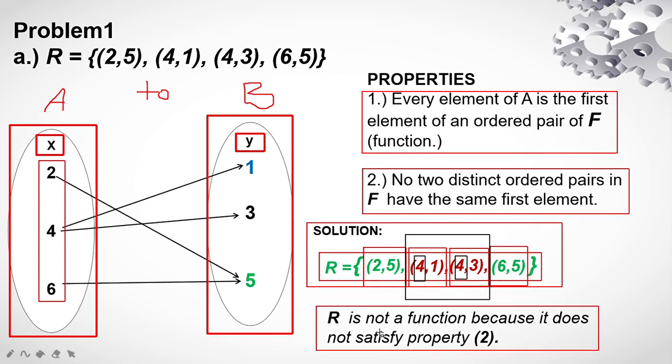That's the reason na hindi siya function yung given ordered pairs ng R, kasi nga meron silang napaloob dito na common first element, and that is 4. As you can see dito yung 4, 1 and 4, 3, yung first common element nila is andyan yung 4. Okay. So simple as that.